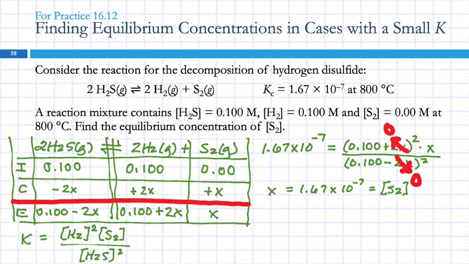We always should check the 5% thing. So x came out to be 1.67 times 10 to the minus 7. If we divide that by what we're adding or subtracting it from, the 0.1, and multiply by 100. And you don't actually have to do the math. You can look at that and say, oh, that's going to be less than 5%, but I'm going to do the math.